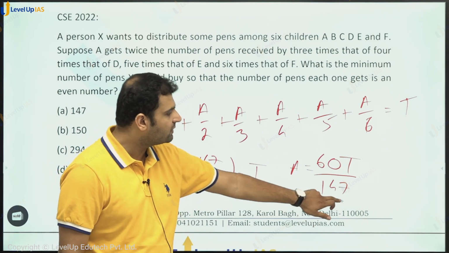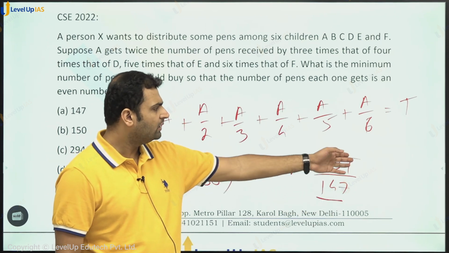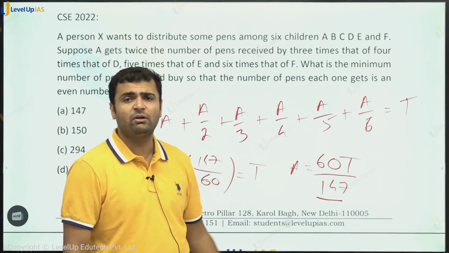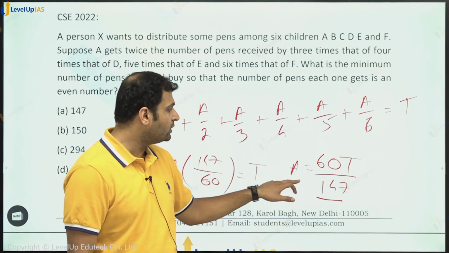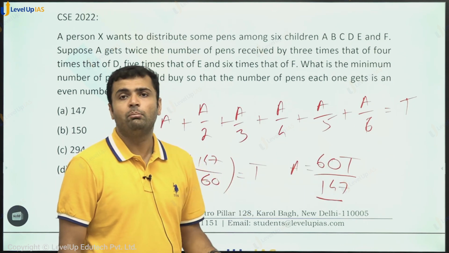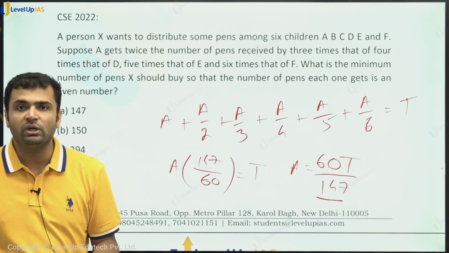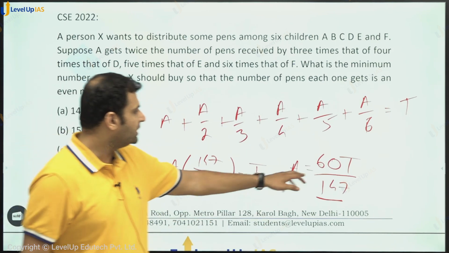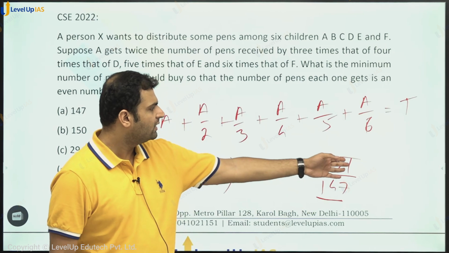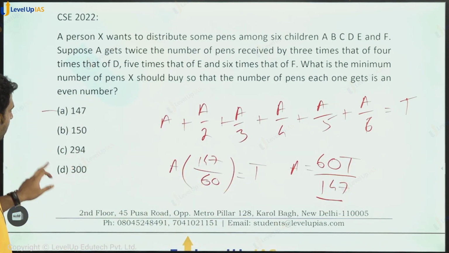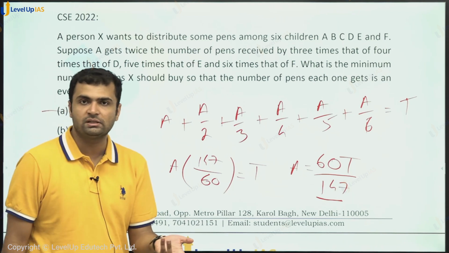Now this 147, if you look at it, T is the total number of pens, it has to be a multiple of 147, because the number of pens received by A has to be an integer. One cannot get half a pen. So for this number to be an integer, T has to be a multiple of 147. Here you see 147, you see 294, one of the two will be the answer.